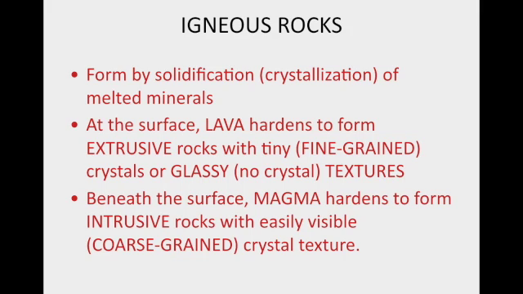The other subgroup is intrusive igneous rocks, and it's beneath the surface. And so because it's beneath the surface, the melted material is now called magma, not lava, but it cools and it hardens. And these rocks usually are coarse grained because they have easily visible crystals and grains. You can usually see this easily visible crystal texture. That's for intrusive igneous rocks.